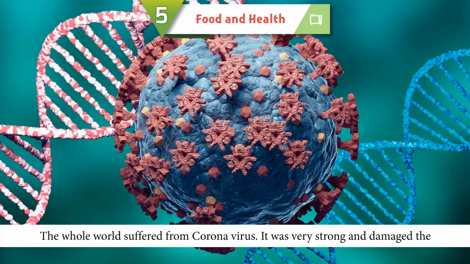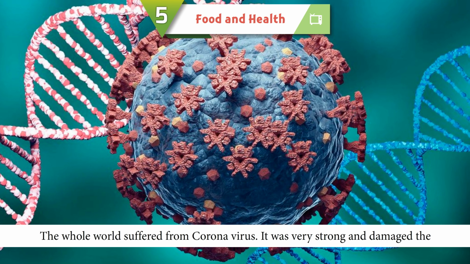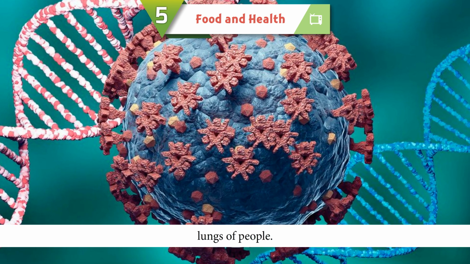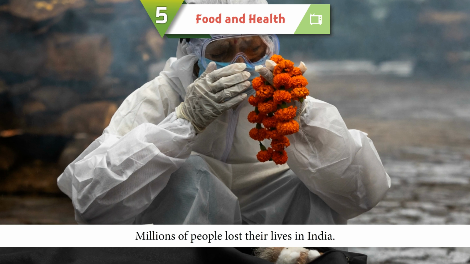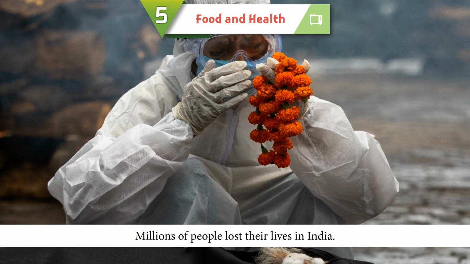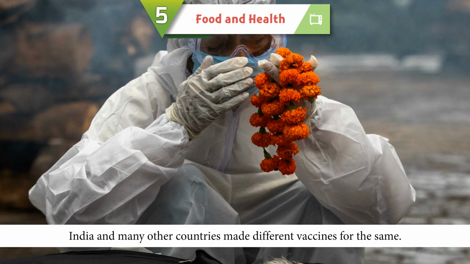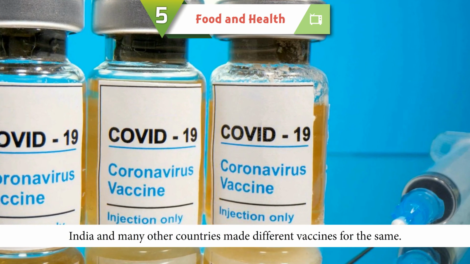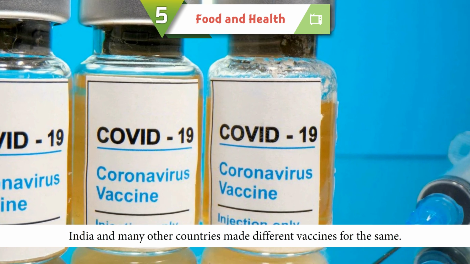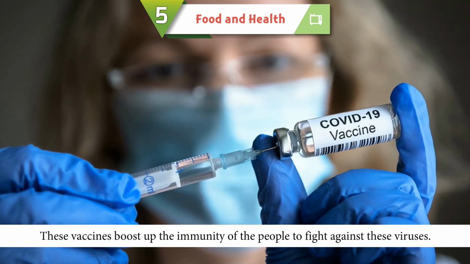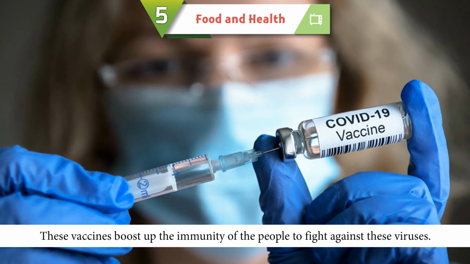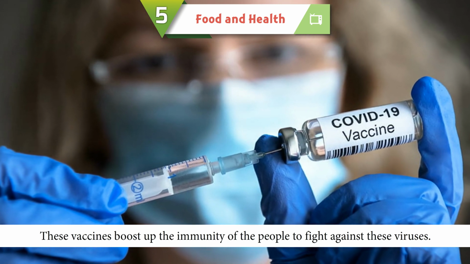The whole world suffered from coronavirus. It was very strong and damaged the lungs of people. Millions of people lost their lives in India. Billions of people were affected in the entire world. India and many other countries made different vaccines for the same. These vaccines boost up the immunity of the people to fight against these viruses.